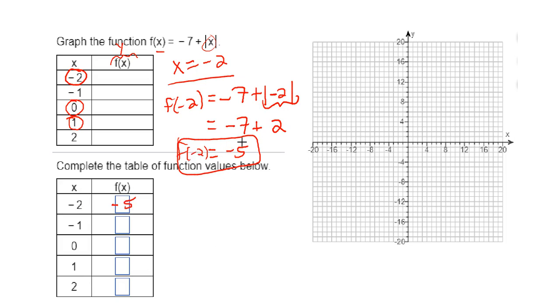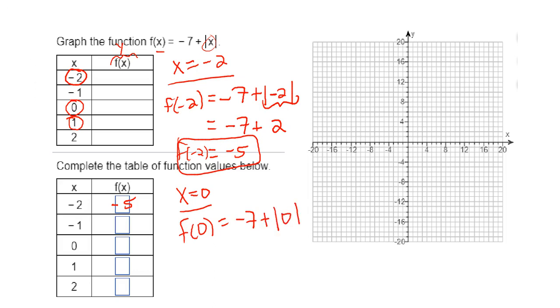Right, when I choose -2 for x, I get -5 for y. All right, let's do 0. So we have x equals 0. We'll plug that into the function. So we get f of 0 equals -7 plus the absolute value of 0.